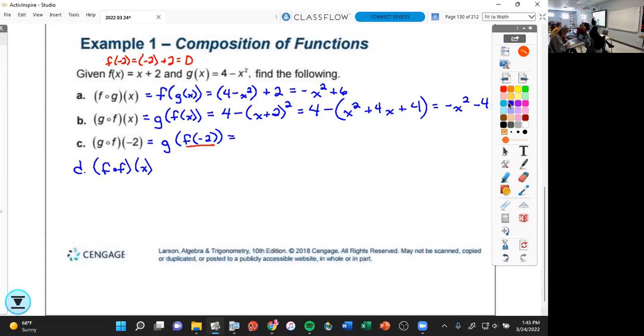Which means I now have g of 0. What does g of 0 mean? Multiply 4 minus -2. I want g of 0. You're right, I don't have to write that down, but I am because I want you to see what's going on. So 4 minus nothing is going to be 4.